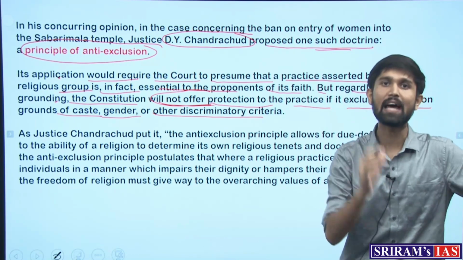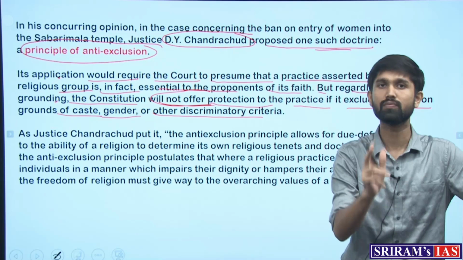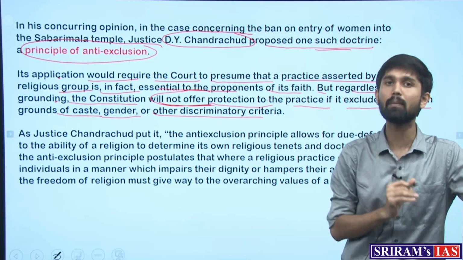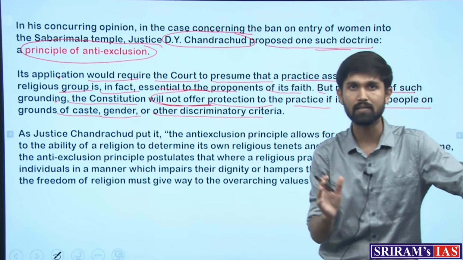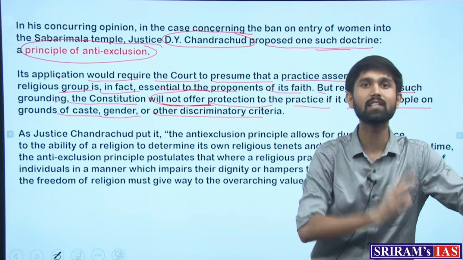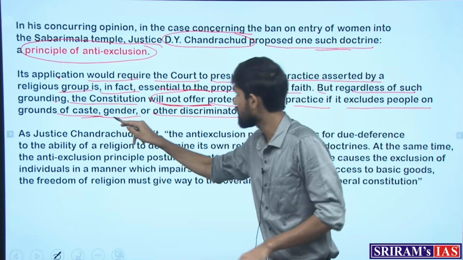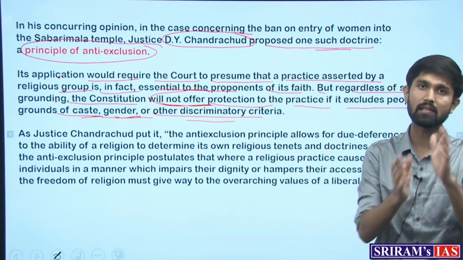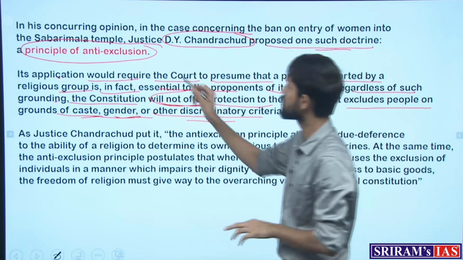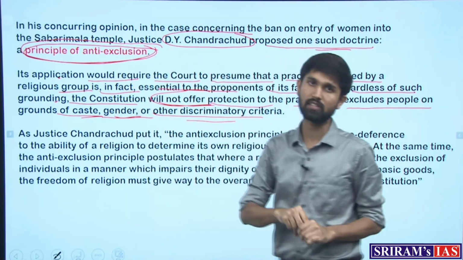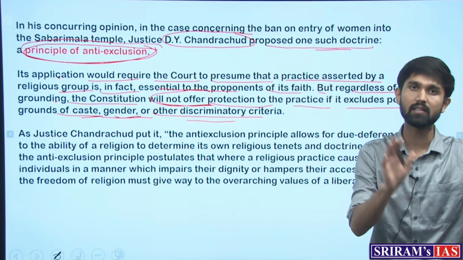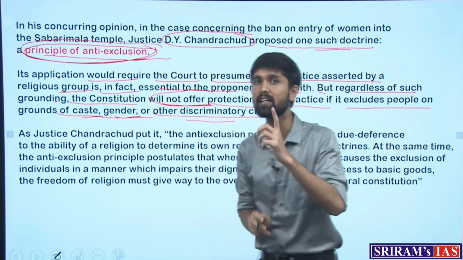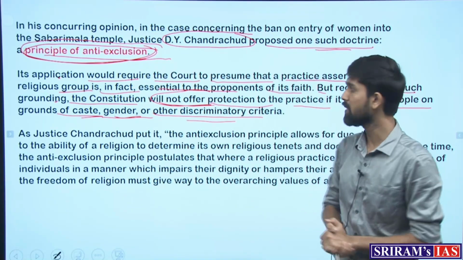So he tries to narrow down on the principle and fix a parameter, as we saw the challenge for the essential practices doctrine. So what he tried to do was fix a parameter for it, wherein if any practice results in discrimination on the basis of caste, gender or other criteria and excludes a certain category of people, on that basis that practice can be set out, and this is what he named as the principle of anti-exclusion, wherein every practice that exists in the religion should be necessary, but where it starts to exclude people and starts to discriminate, there is where the court will intervene and that can be struck down.